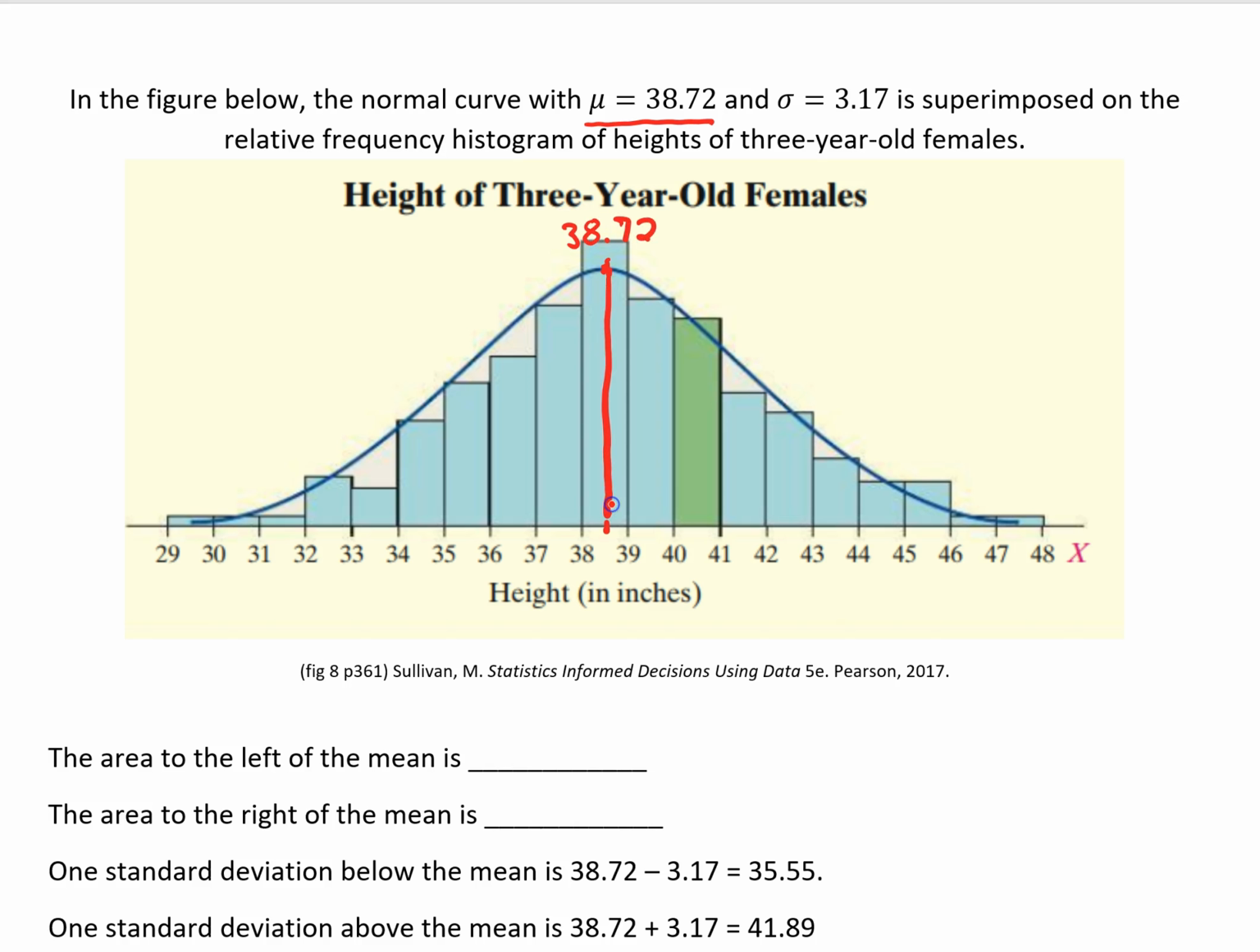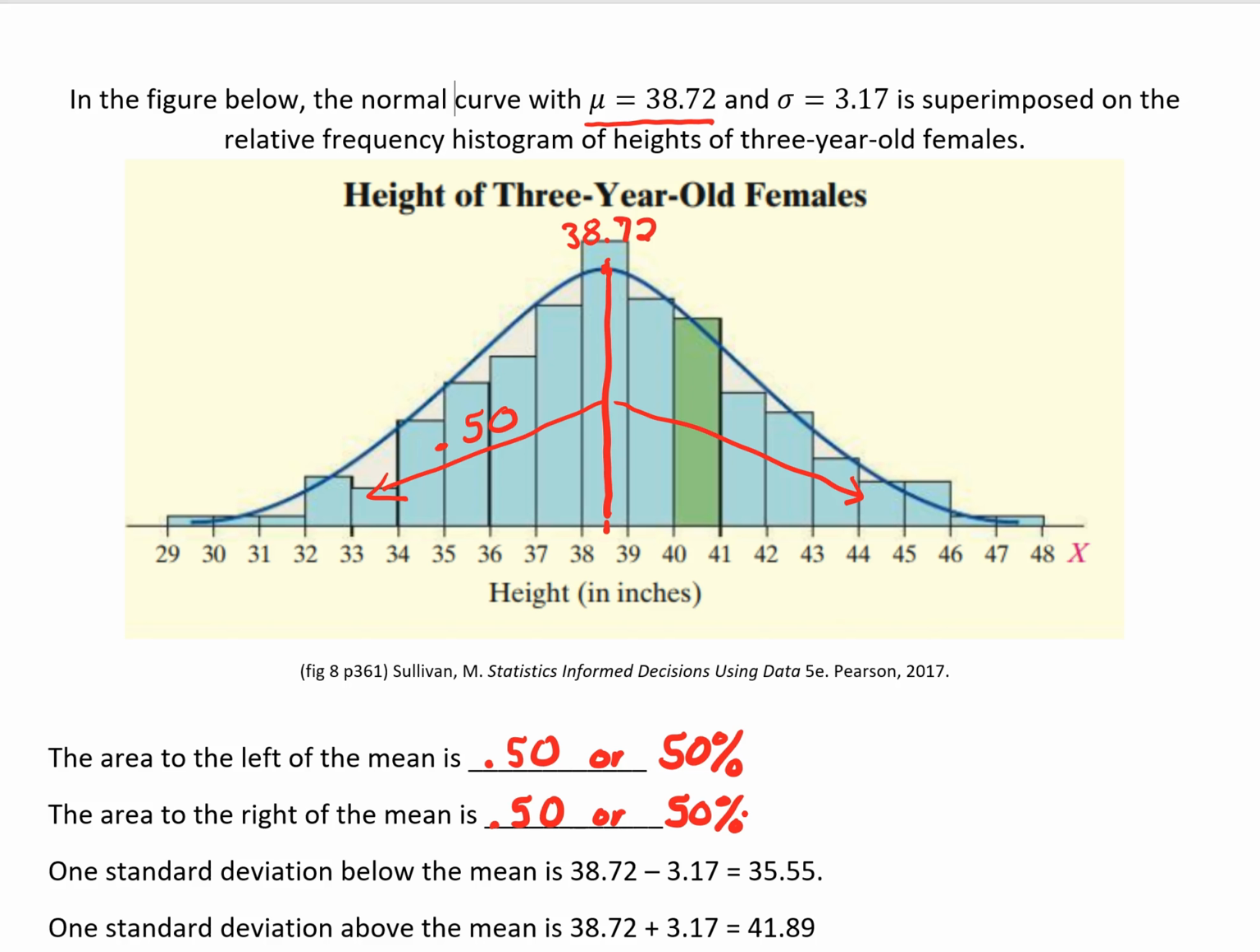The area under a bell curve has a sum of 1. So the area to the left of the mean is 0.50, or half of 1, or 50% of the area. The area to the right of the mean and under the bell curve is also 0.50, or 50%. That means that out of all of the heights of the 3-year-old females, 50% of the children should have heights that are greater than 38.72 inches.